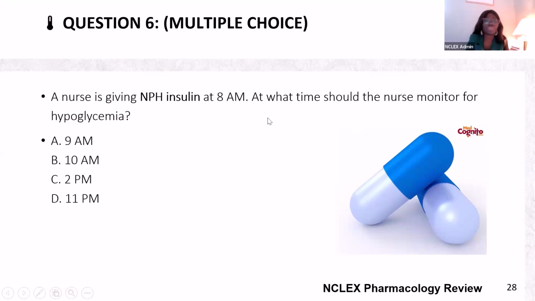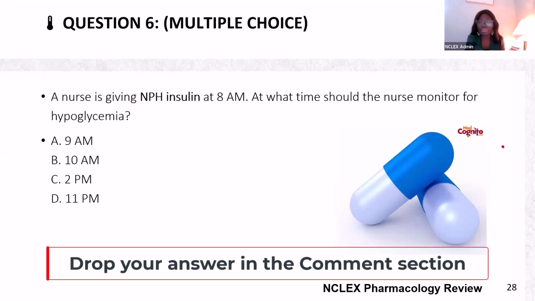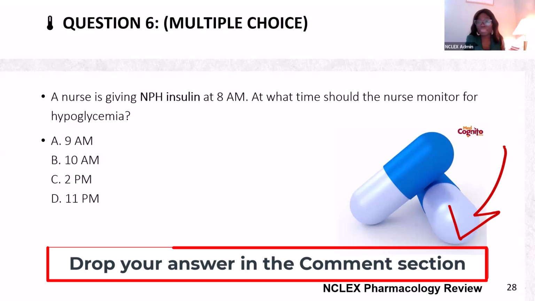So let's look at insulin. It's NPH insulin. So you should know the different types of insulin. And the nurse is giving it at 8 a.m. So at what time should the nurse monitor for hypoglycemia? It's testing you to know whether you know how NPH insulin works, whether it's long acting or short acting. So when will you monitor for hypoglycemia? 9 a.m., 10 a.m., 2 p.m., 11 p.m. If you are not on top of insulin content, it will be difficult to get this question correct.